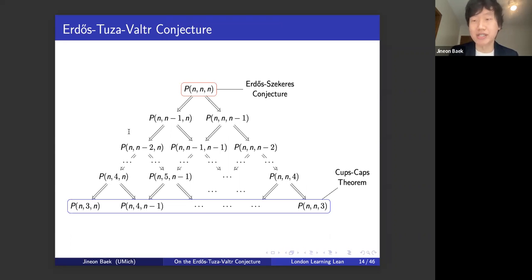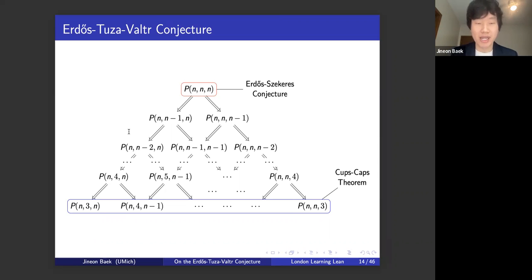Each P is an instance of the Erdős-Tuza-Valtr conjecture. On the very top, we have just seen that P(n, n, n), where a and b are equal to n, is equal to the Erdős-Szekeres conjecture for that specific n. And on the very bottom, you see all the instances where n is equal to a plus b minus 3. And we have just seen that these are all the Erdős-Szekeres theorem. So on the very top, we have the notorious Erdős-Szekeres conjecture. On the very bottom, these are all classical theorems. And all the statements in the middle, to the best of my knowledge, are all conjectures.